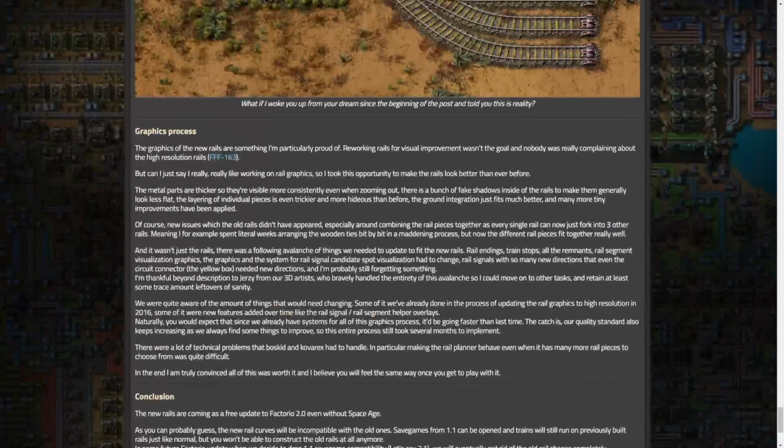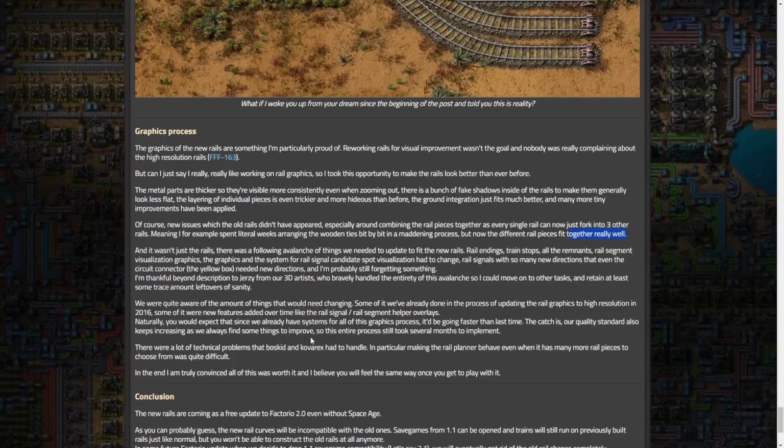Like the tedious part is somewhere down here. So they say new issues which the old rails didn't have appeared, especially around combining the rail pieces together, as every single rail can now just fork into 3 other rails. Meaning I, for example, spent literal weeks arranging the wooden tiles bit by bit in a maddening process, but now the offset rail pieces fit together really well. I would have gone insane like week 1 for sure doing this, but it's some serious dedication. And it pays off.